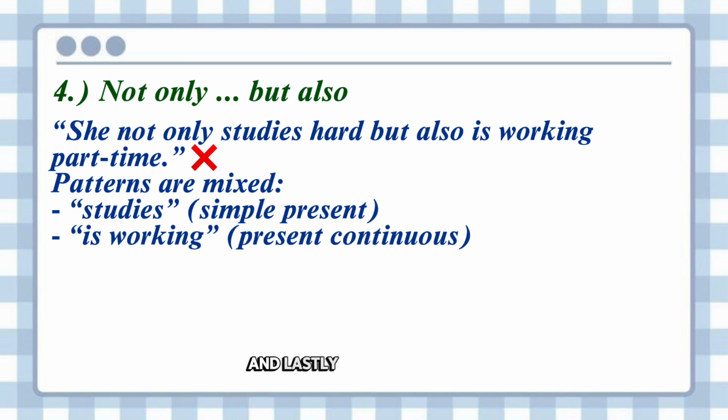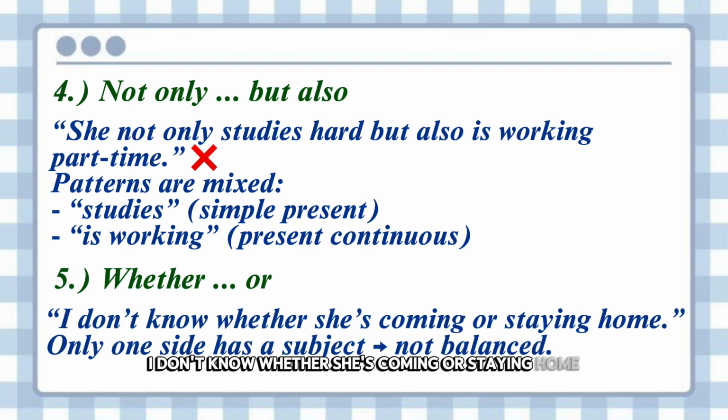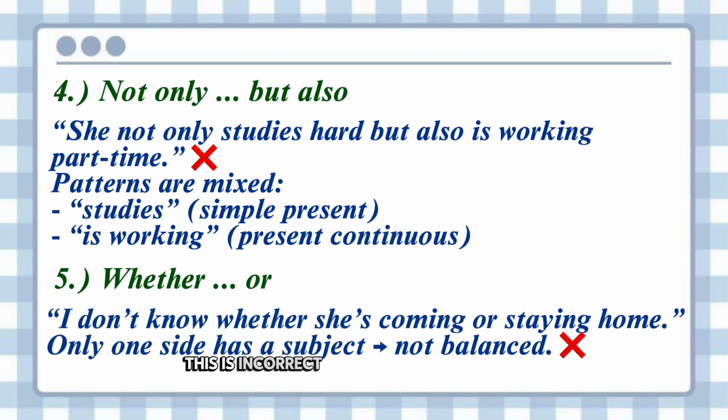And lastly, whether with or. I don't know whether she's coming or staying home. This is incorrect too because in this sentence only one side has a subject and it's not balanced.